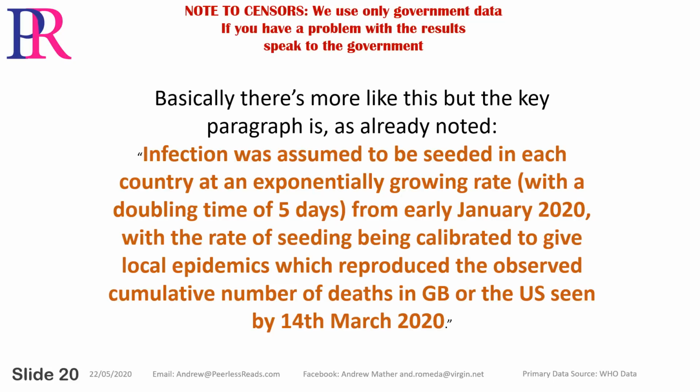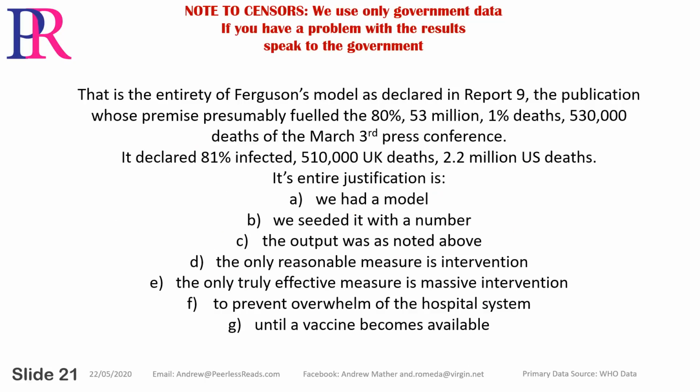Basically, there's more like this, but the key paragraph is, as already noted, "infection was assumed to be seeded in each country at an exponentially growing rate with a doubling time of 5 days from early January 2020, with the rate of seeding being calibrated to give local epidemics which reproduce the observed cumulative number of deaths in GB or the US seen by 14th March 2020." That is the entirety of Ferguson's model as declared in Report 9, the publication whose premise presumably fueled the 80%, 53 million, 1% deaths, 530,000 deaths of the March 3rd press conference.